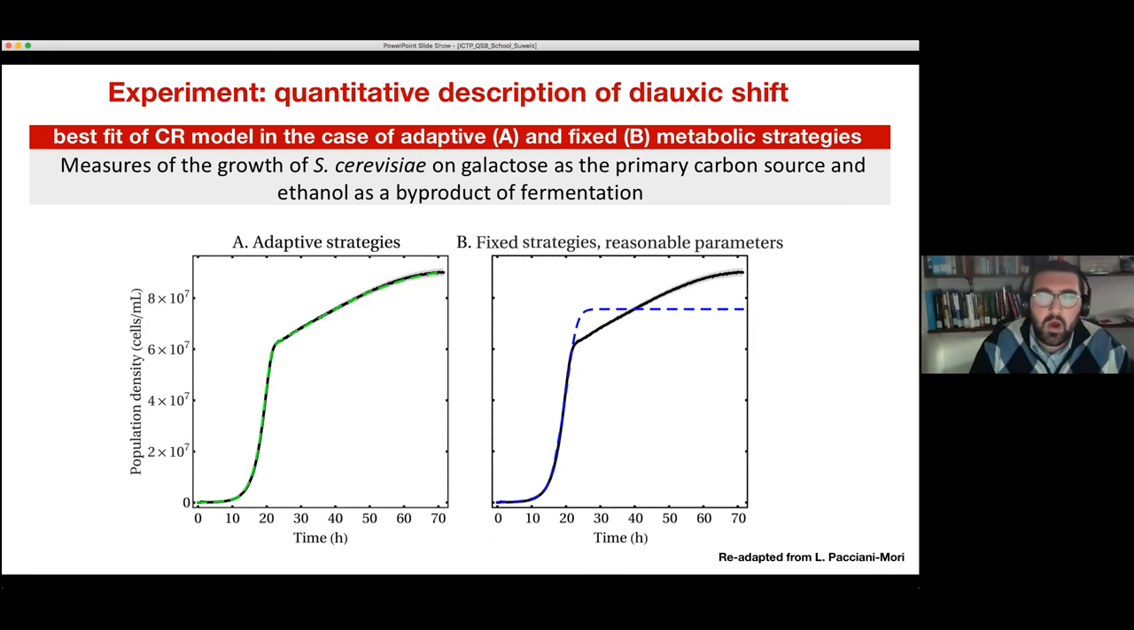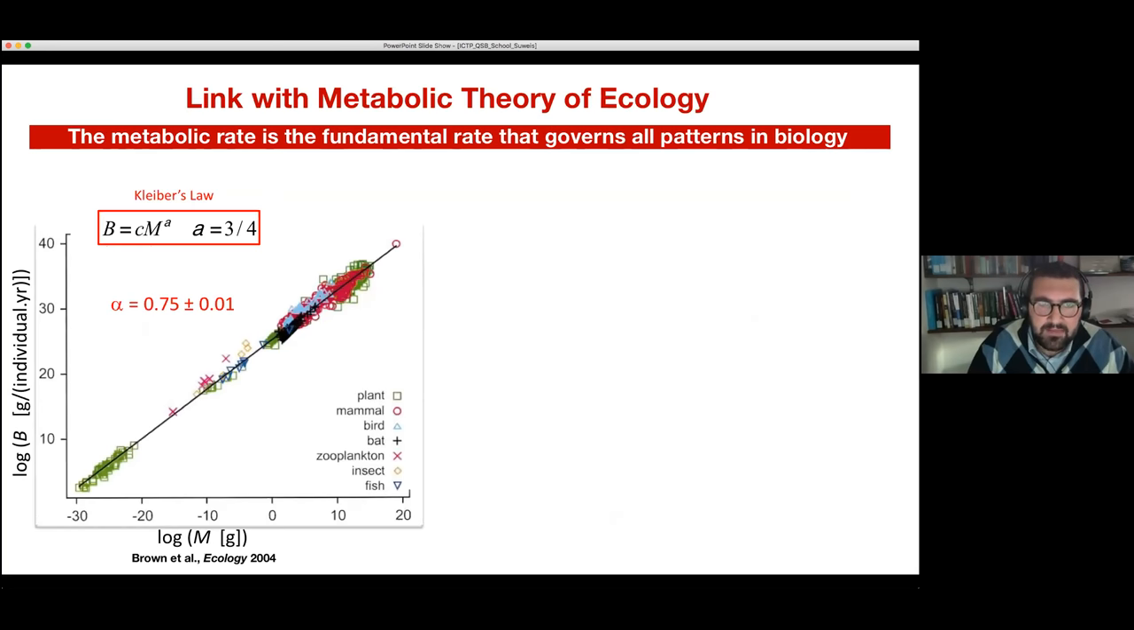Okay, now let me make an interesting link, this is a suggestion rather than a proof, with the metabolic theory of ecology. The metabolic theory of ecology is a fascinating topic. I think that Amos told you something about that. One of the most celebrated equations describing this theory is the so-called Kleiber law, that describes the relation between the mass of species and their metabolic rate, B.